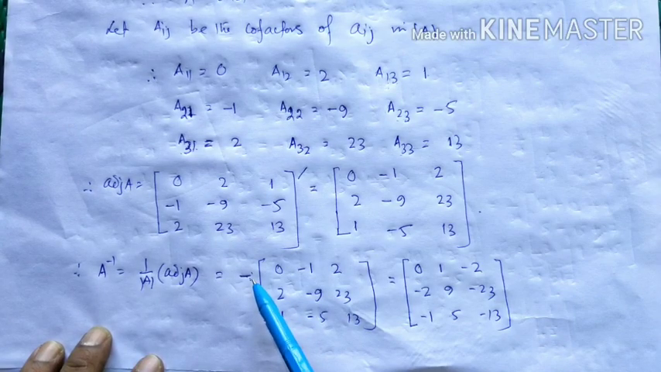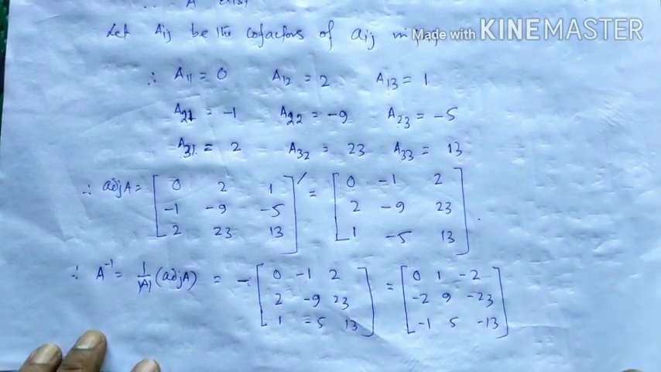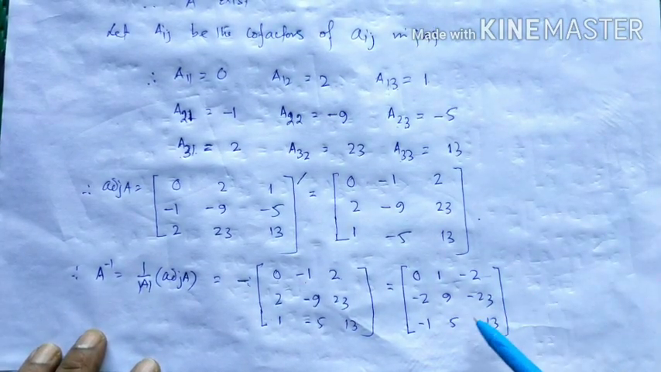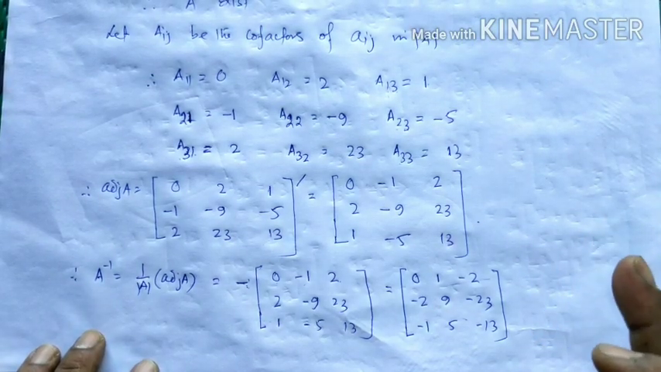So if you multiply by minus, what will happen? 0 will come, 1 will come, -2 you get this row, then -2 + 9 -20 you get this row, then 1 + 5 -13 you get this row, -1 + 5 and -13. Okay, finally you get this matrix. Okay, this is the inverse of the matrix. So the first part of the problem is complete.